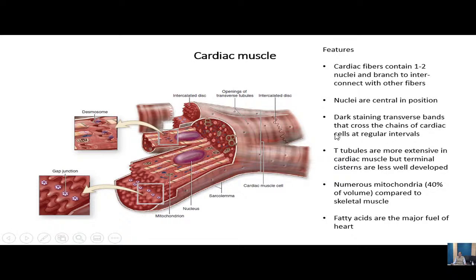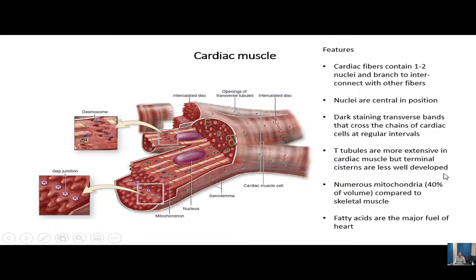Dark staining transverse bands cross the chains of cardiac cells at regular intervals. So there are striations in the cardiac muscle also. You can see these striations. T-tubules are more extensive in cardiac muscle, but terminal cisterns are less well developed.